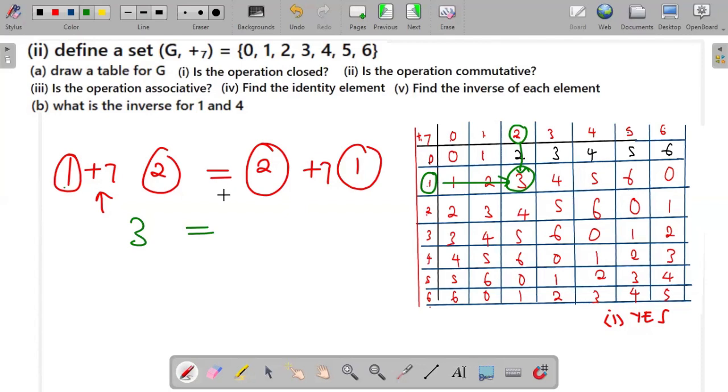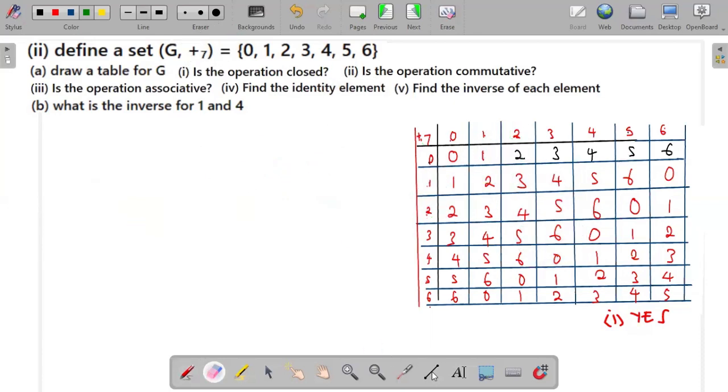Is it equal to the same as if I do 2 modulo 1? So 2 modulo 1, I am here, and then the 1 is there. So always the number that you are starting with should be in this first column here, and then the other number there should be in the first row. So this is 2 modulo 7, 1. It also gives me 3. So you can check with any two elements of your choice. So because this is true, we're going to say yes, it's what? Commutative.